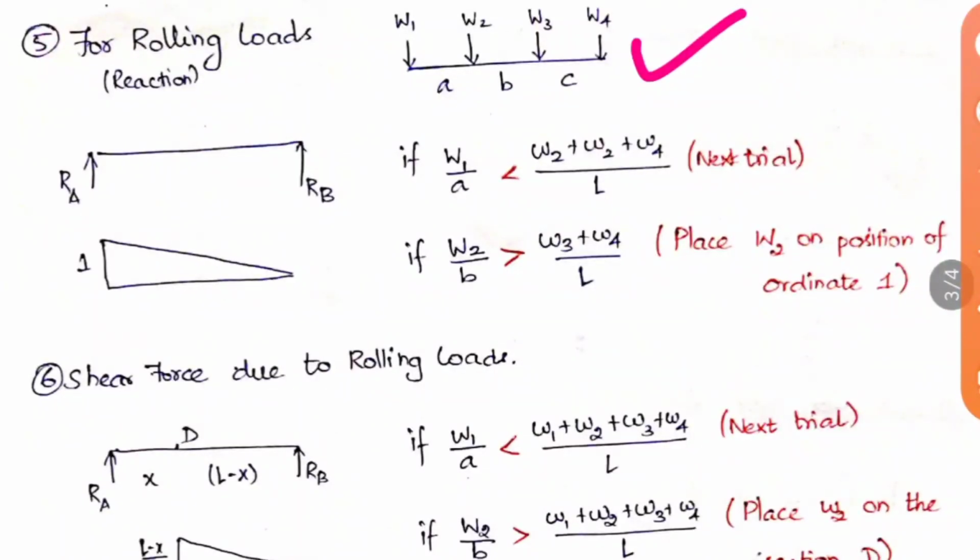So here I have taken a simply supported beam like this, and normally for a reaction support, we will be drawing like this only. So at point A, we will be having one value.